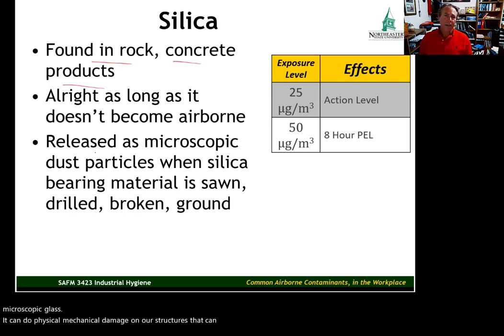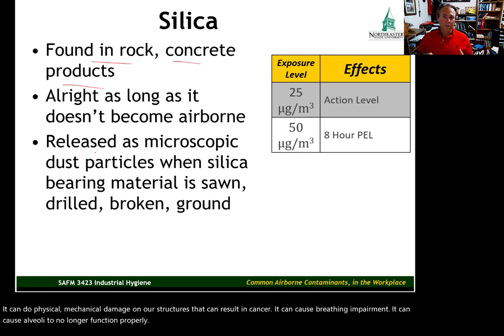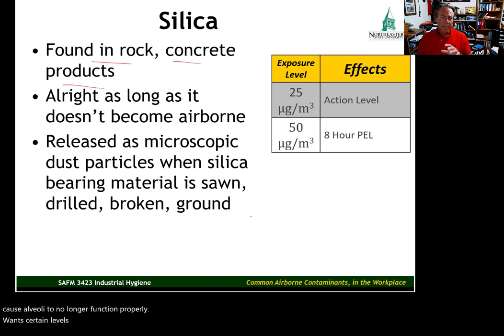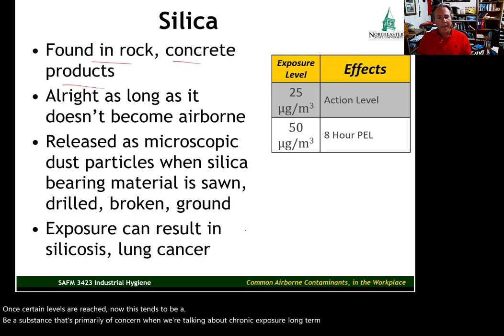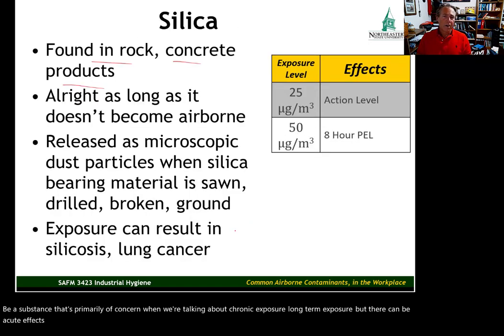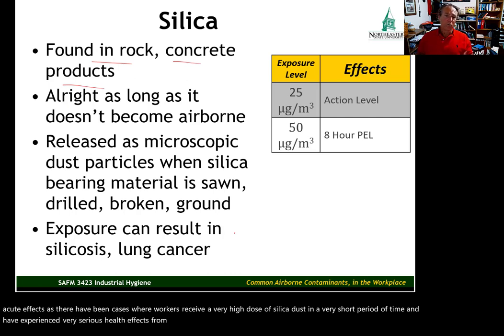It can do physical, mechanical damage on our structures. It can result in cancer. It can cause breathing impairment. It can cause our alveoli to no longer function properly once certain levels are reached. Now, this tends to be a substance that's primarily of concern when we're talking about chronic exposure, long-term exposure. But there can be acute effects as well. There have been cases where workers receive a very high dose of silica dust in a very short period of time and have experienced very serious health effects from that one-time high dose exposure.